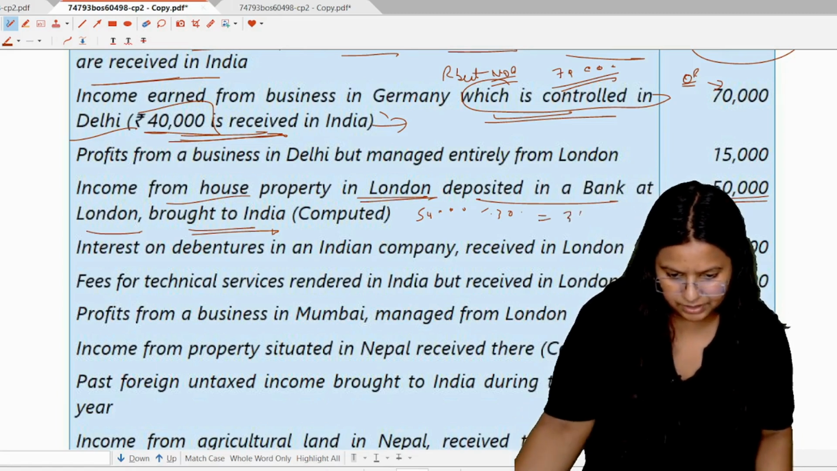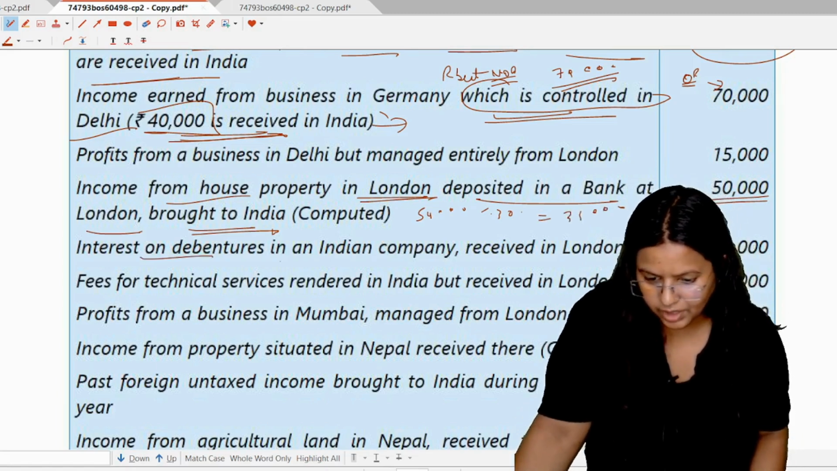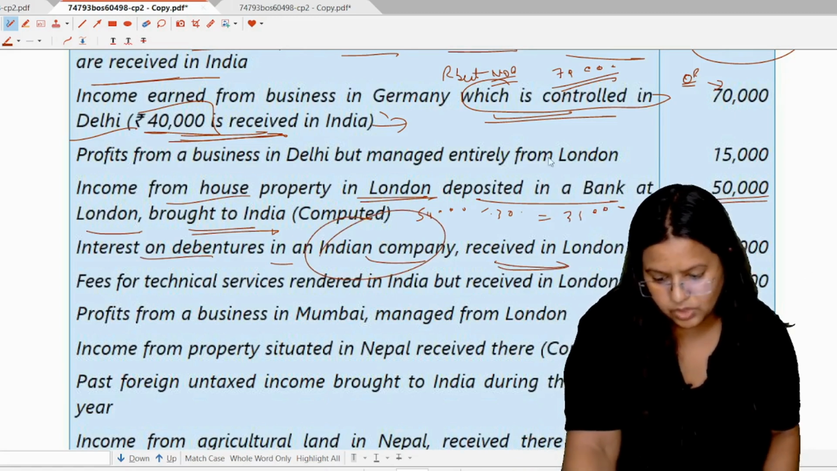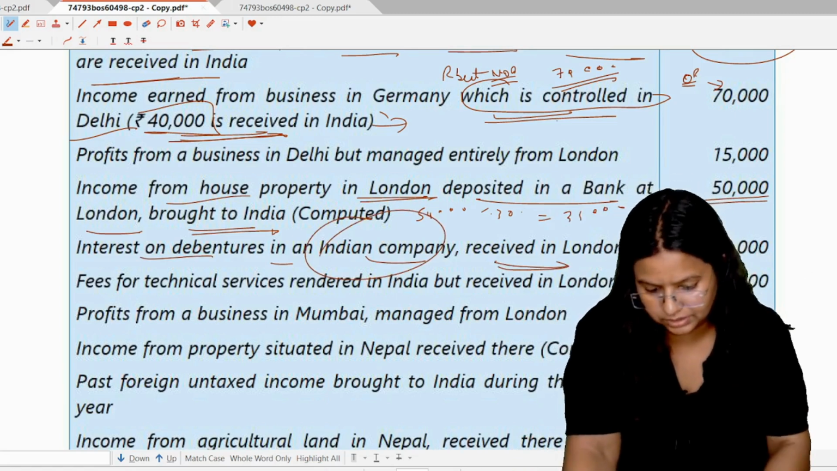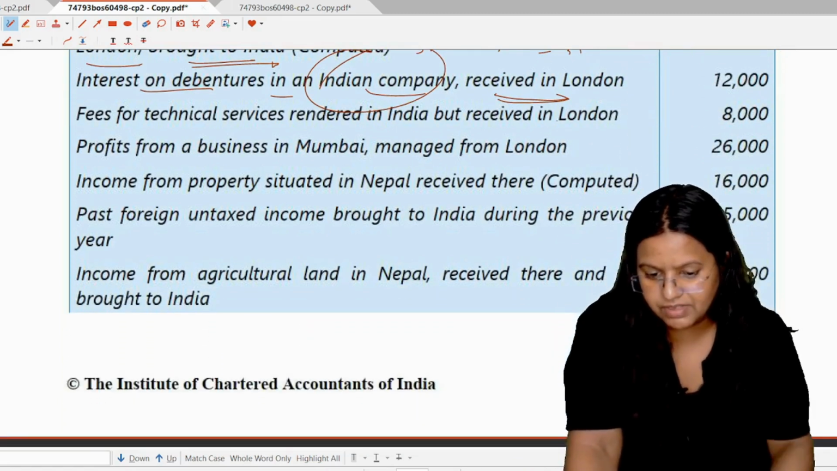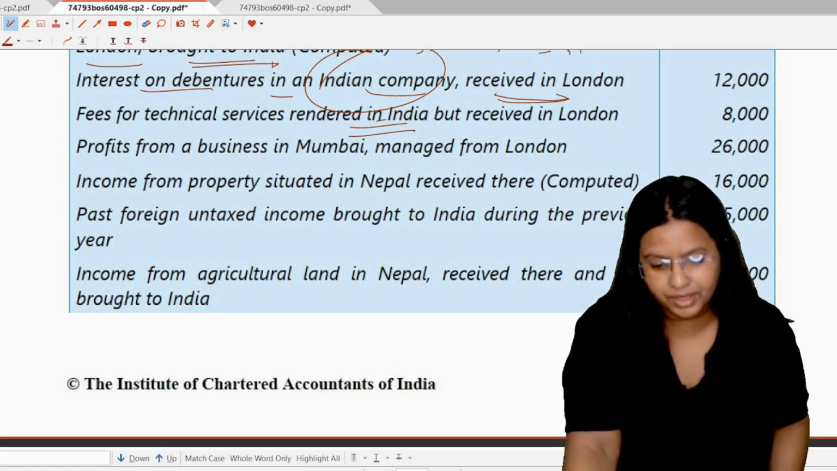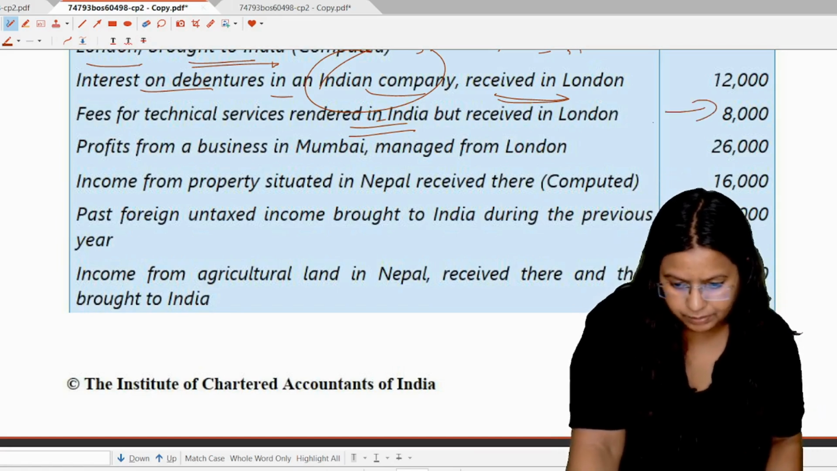35,000 will be taxable. Interest on debentures in an Indian company received in London. Again, in an Indian company, so 12,000 is taxable for all the persons. Fee for technical services rendered in India but received in London. Again, rendered in India, accrual point in India, so taxable for all the persons.